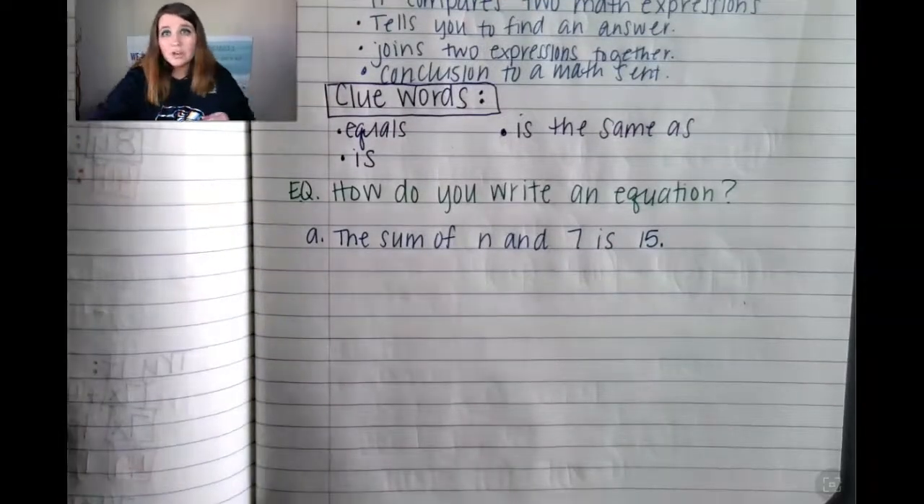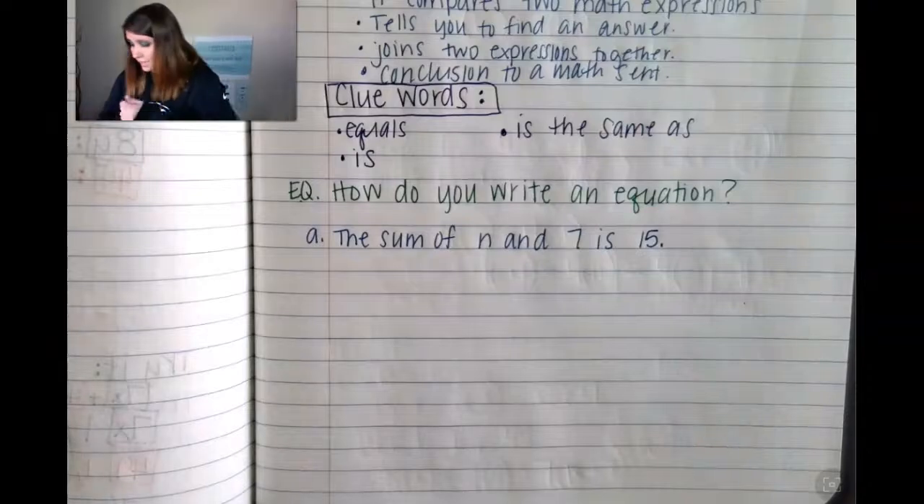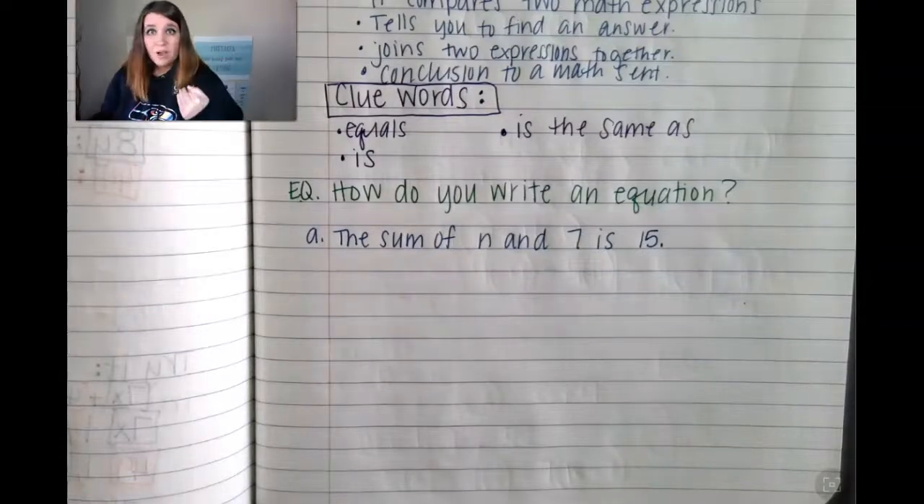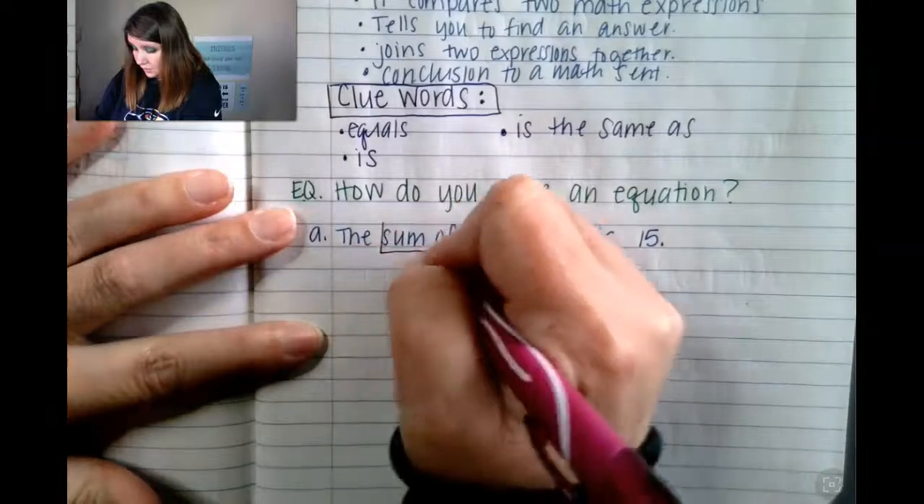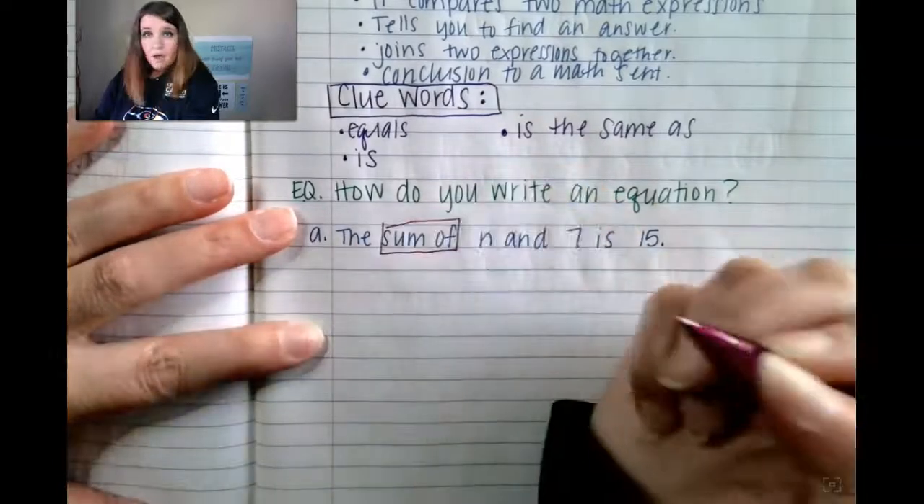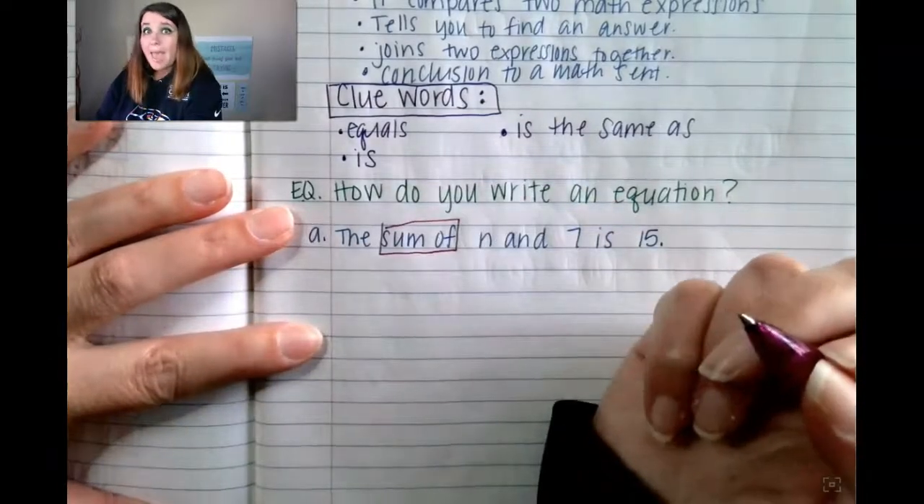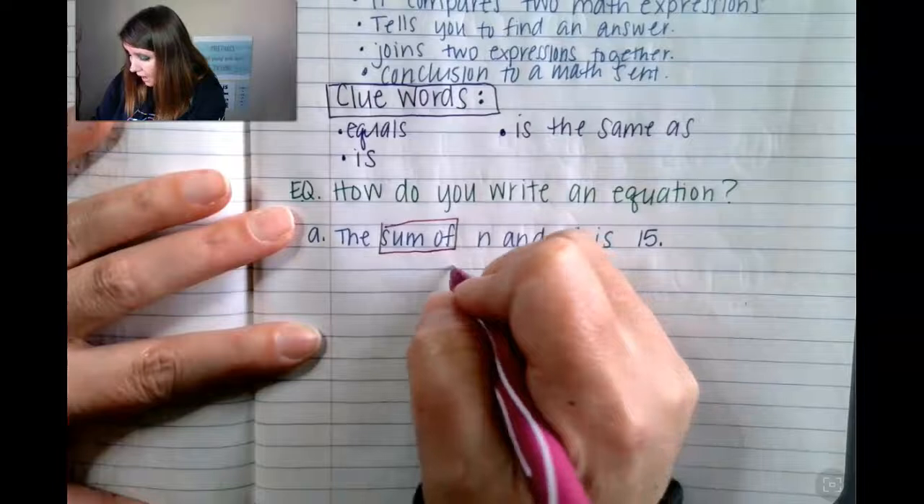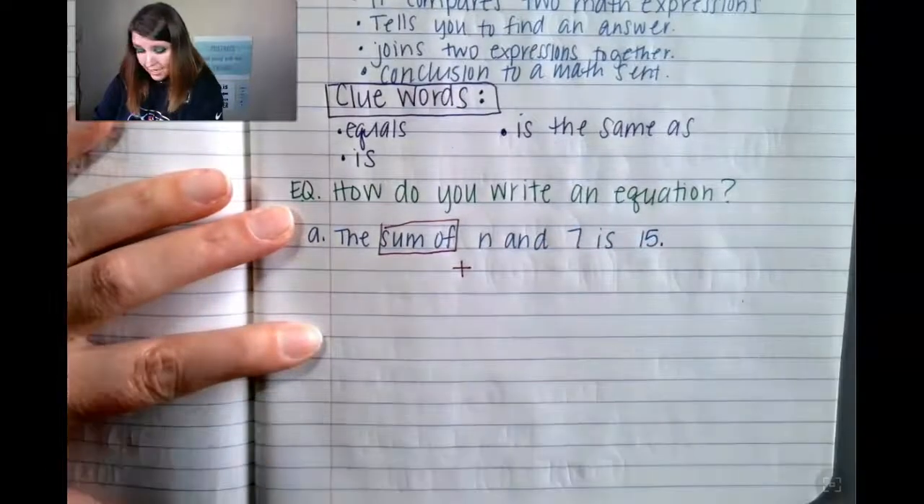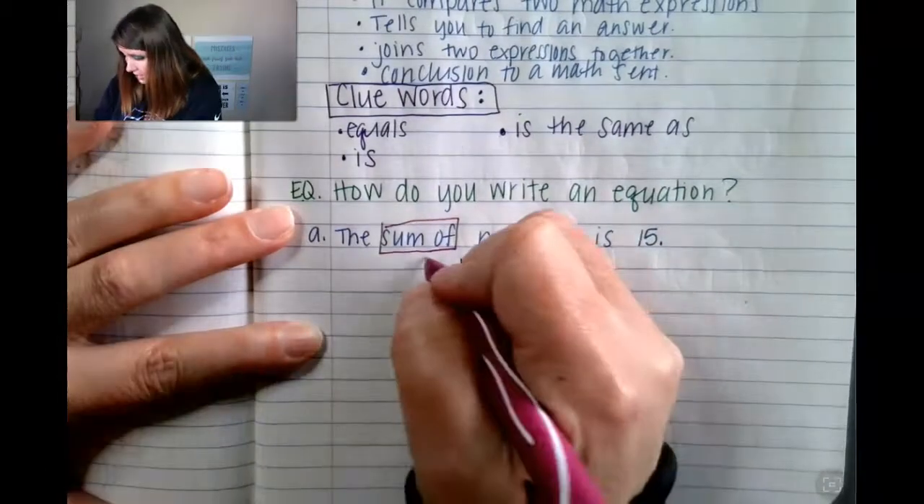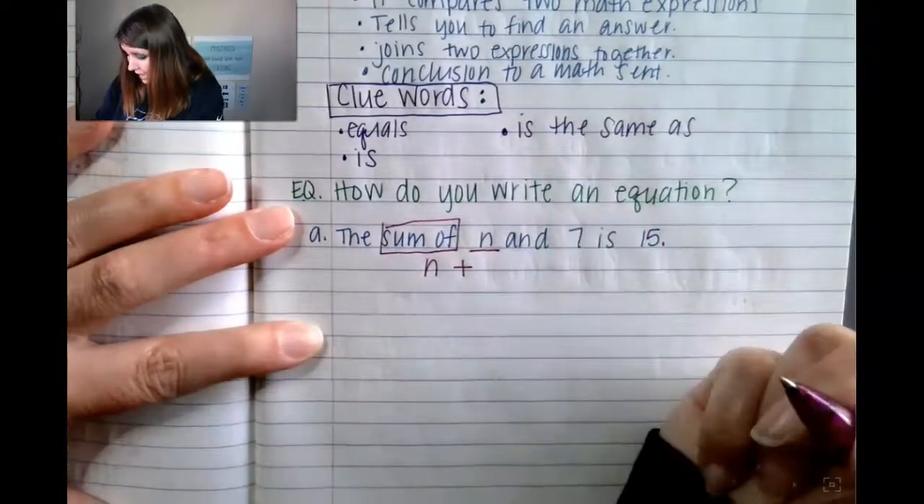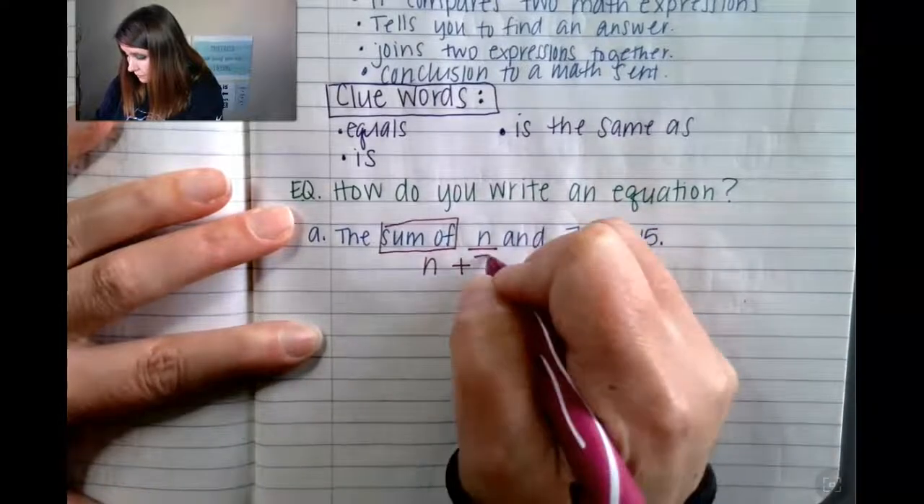Well, now all you're going to do is you're going to go like this. Okay, well, I know from chapter 5, section 2, that this is my clue word, sum of. That means that I'm adding. So I'm adding, what am I adding? Well, I'm adding n, because here's my n, and I'm adding 7.